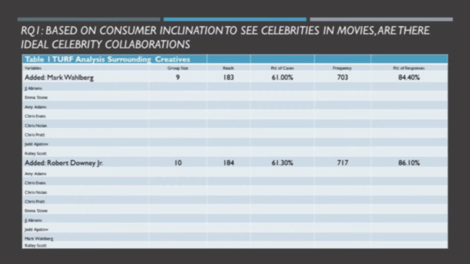Let's move along. And then Mark Wahlberg and Robert Downey Jr. round out this particular list. Now, you'll notice this is not an exhaustive list by any stretch of the imagination. You can see that Robert Downey Jr., Amy Adams, Chris Evans, Chris Nolan, Chris Pratt, Emma Stone, J.J. Abrams, Judd Apatow, Mark Wahlberg, and Ridley Scott were the creative list. The list was based around box office revenue accrued from 2012 to 2017. This is how the creative list was determined. But you can see here, with any kind of creative list, I suspect if we had other actors and actresses here, certain ones have a greater reach and frequency than others do.